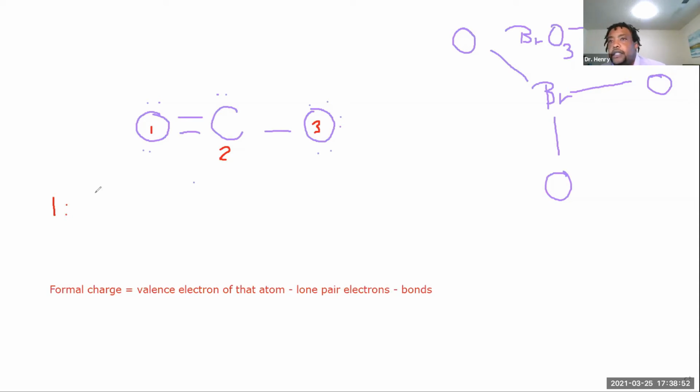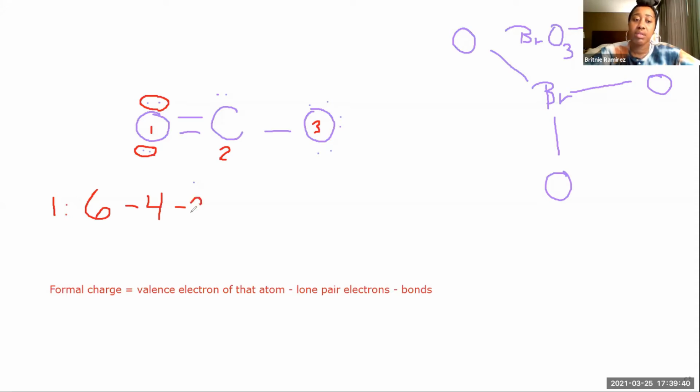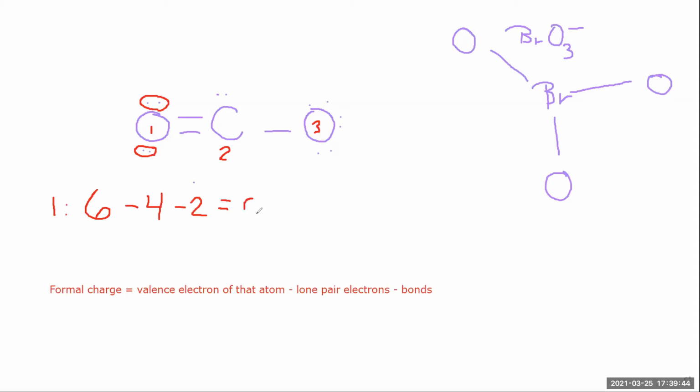Okay, so for 1. How many valence electrons does oxygen have? 6. It has 6 valence electrons. Okay. So then we calculate the number of lone pair electrons. That means these guys here are called lone pairs. Lone pair electrons are the number of electrons that are in each of those lone pairs. So if we count each of the electrons above that, how many lone pairs do I have? 2. Well, I have 2 lone pairs, but how many lone pair electrons do I have? 4, that's right. Okay, and then I subtract the number of bonds. How many bonds do I have there? 2 bonds. So the formal charge on this guy is 0.